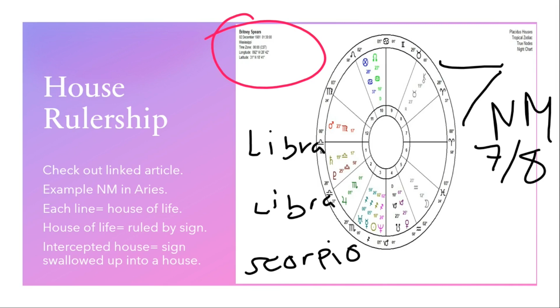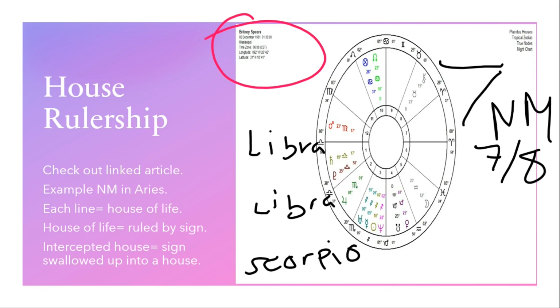If we have a new moon and you have an intercepted house, just like Brittany, just like myself, and you know where the new moon is, it's key to know what the degree is, because then you will be able to tell whether it is going to be in your 7th house, your 8th house, your 2nd house, your 3rd house, whatever house that is doubled up, if it's in a doubled up sign.